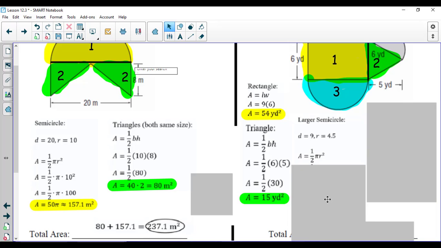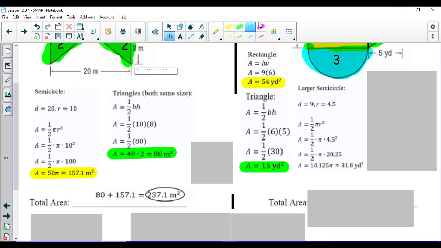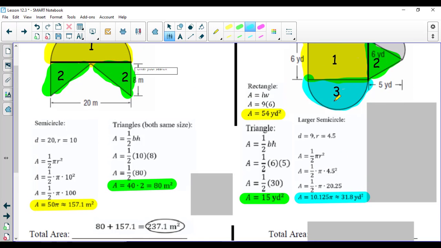So we'll do half times pi times 4.5 squared. 4.5 squared gets us 20.25. Half of 20.25 is 10.125 pi. Now we usually round that to the nearest tenth, so that's about 31.8 yards squared. Again, that's for region 3, which is the larger semicircle.